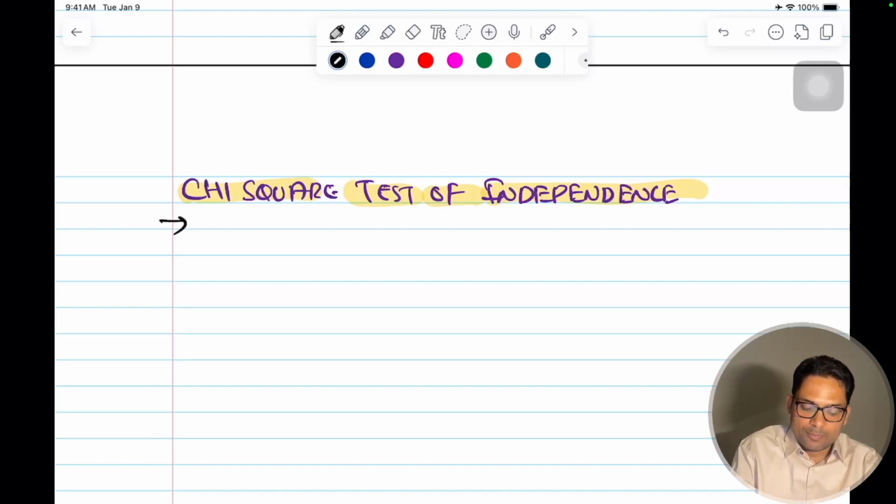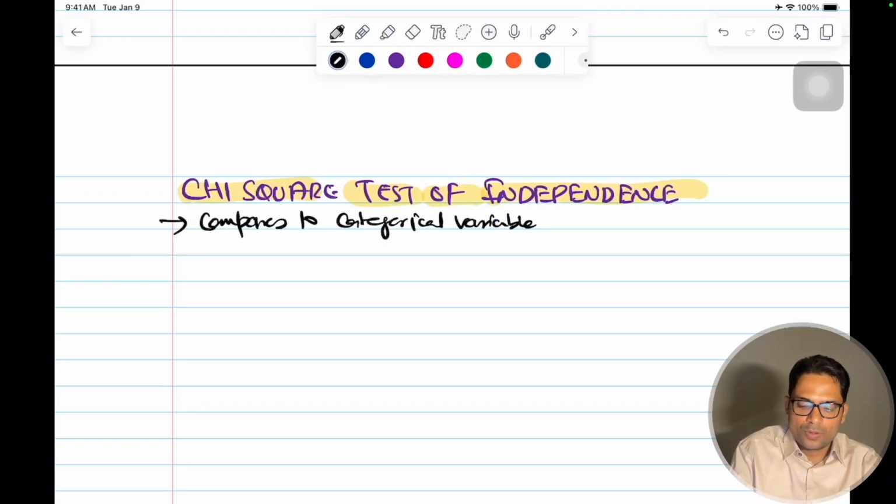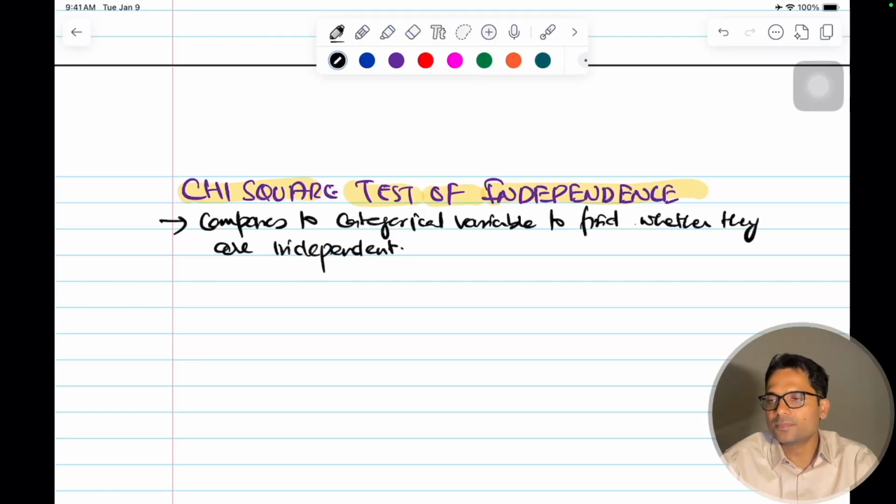It just compares two categorical variables to find whether they are independent. So the test statistic remains the same.